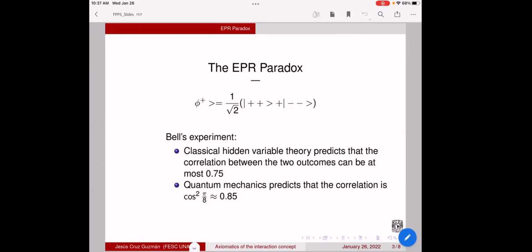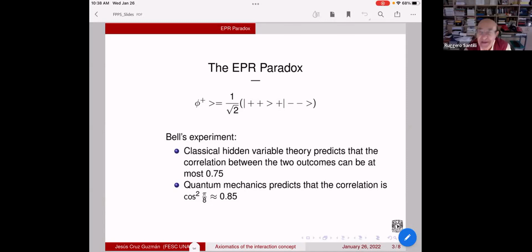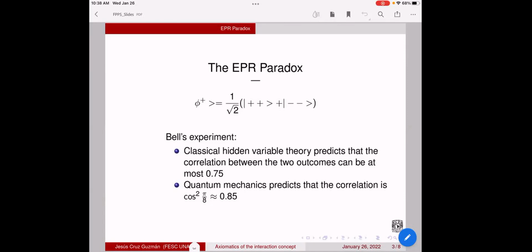Yes, local hidden variables. Yes, because in the expectation for one experiment based on these ideas using classical hidden variables is about 0.75, and the prediction of quantum mechanics is 0.85, and these numbers are in agreement with the laboratory results. Then I think that this is in fact a confirmation of the quantum mechanics predictions.